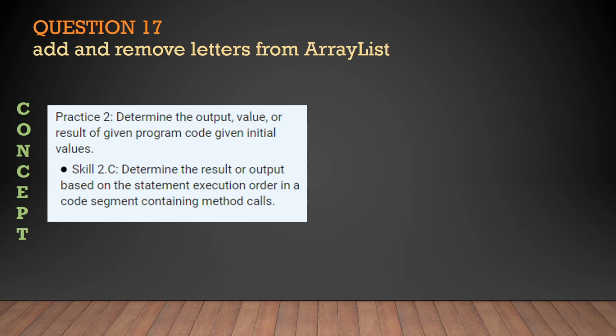Okay, 17. Add and remove letters from ArrayList. It says determine the output value or result of a given program code, given initial values. Determine the results. So this is a practice skill. And this is going to require you to be able to use these ArrayList methods, add and remove. So it's really testing your skill to be able to use the Java quick reference methods.